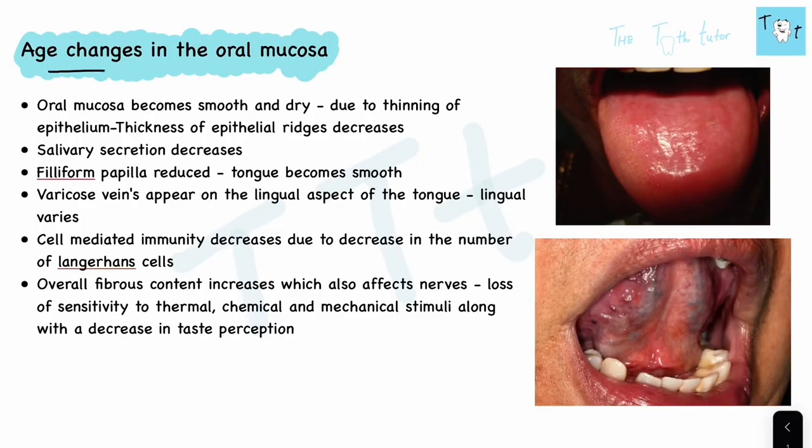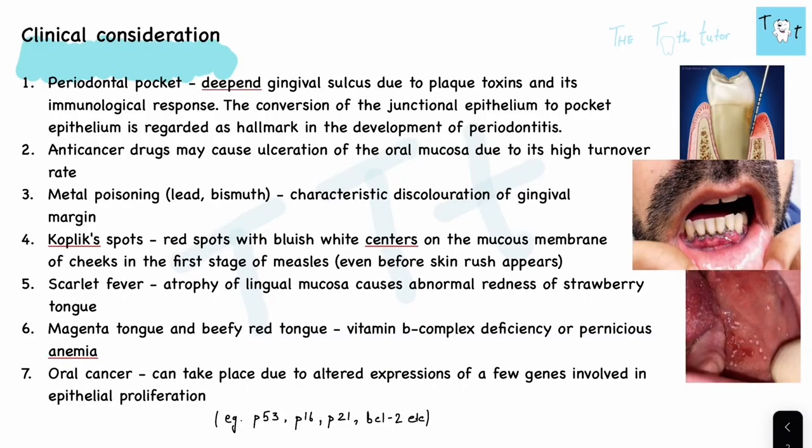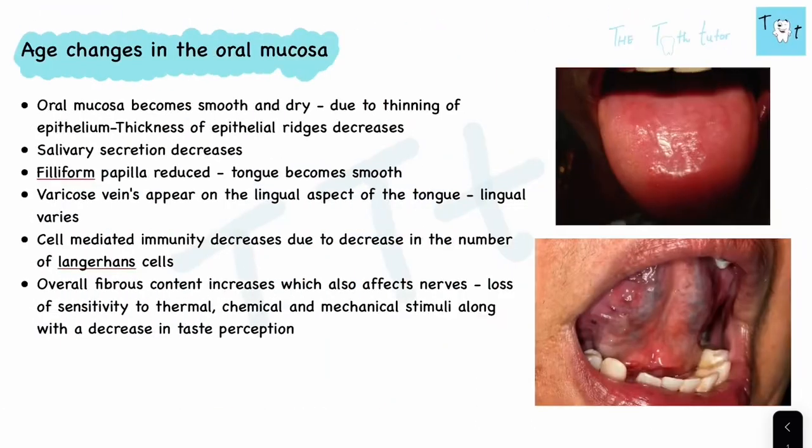I'll be discussing the 8 changes of the oral mucosa, and along with this, we'll talk about some of the clinical considerations of the oral mucosa. So starting with the 8 changes, as we grow old, the oral mucosa becomes smooth and dry. That is one of the changes that takes place.